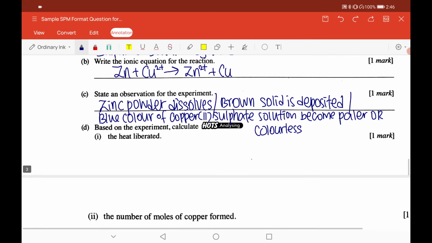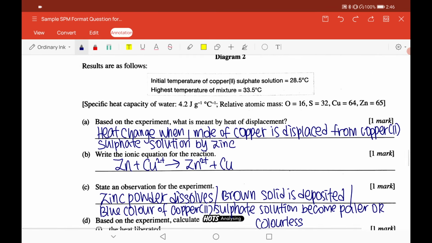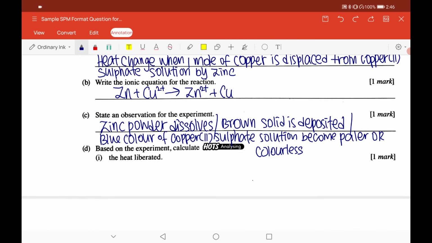Okay, next one. Now after we go through all the theory, we will continue with the calculation part. For the first question, based on the experiment, we need to calculate the heat liberated. So they are looking for heat. Heat means Q. Always remember, if they ask for heat, it is Q. Heat of reaction is delta H.